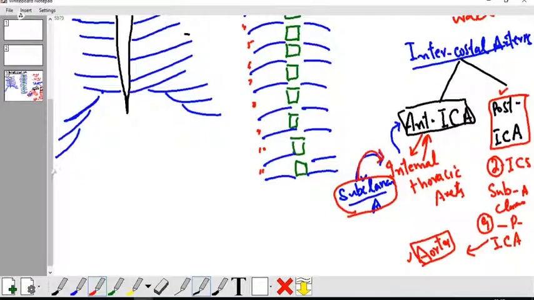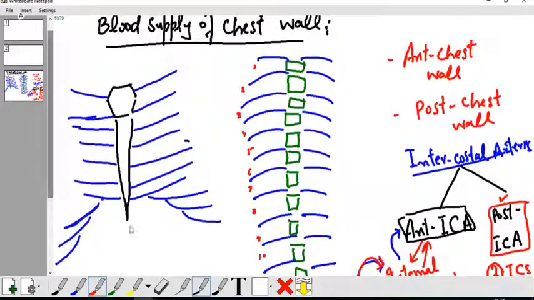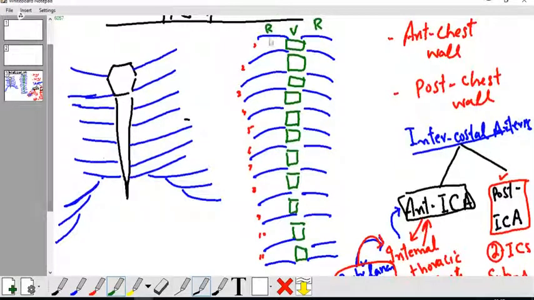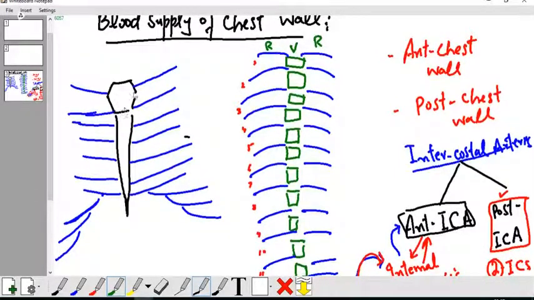Here you can see the posterior chest wall. In the center is the vertebra, and the vertebra is attached with ribs. On both sides we have ribs, and the spaces we can count: there are 12 ribs and 11 intercostal spaces. And here we have the anterior chest wall.